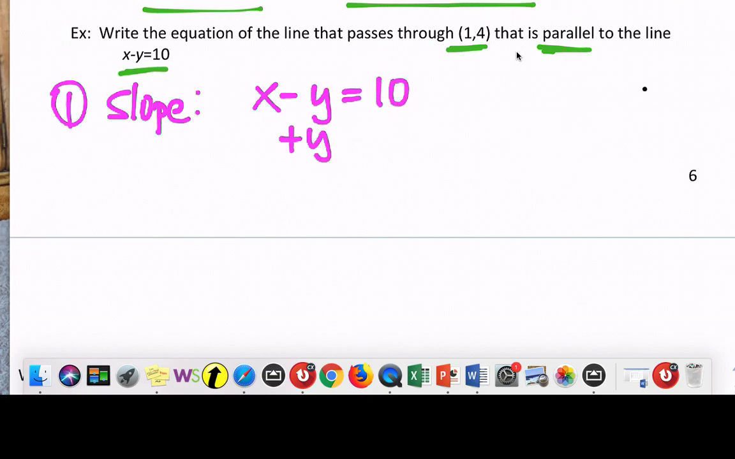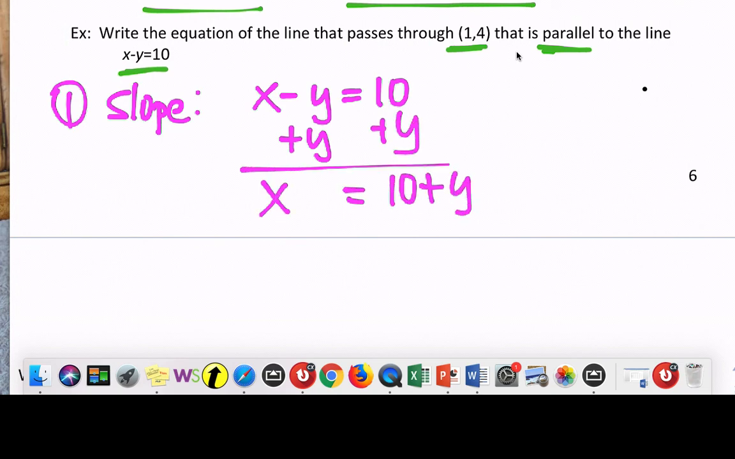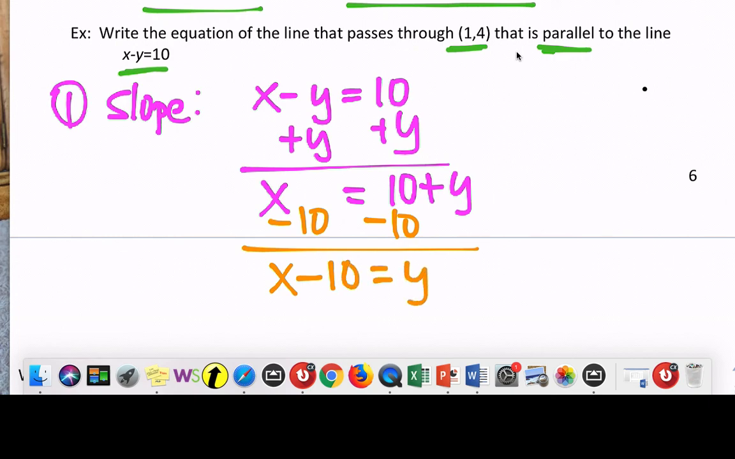So let's get y by itself and figure out the slope. I'm going to add y to each side. We get x equals 10 plus y. I will subtract 10 from each side. So you have x minus 10 equals y. The reason I did that is I want the slope. The slope is the number next to the x. If there's not a number next to the x, the slope is 1. So here our slope is 1.